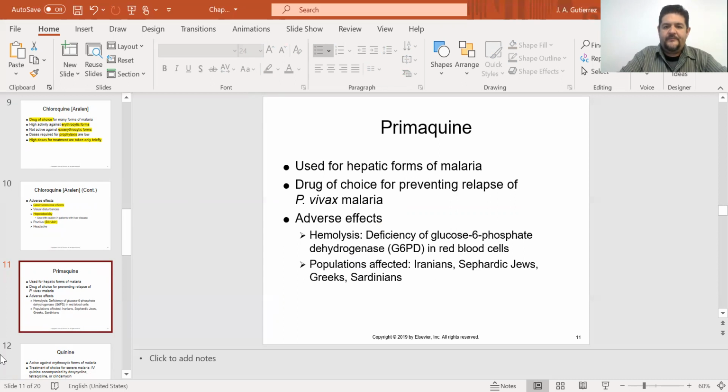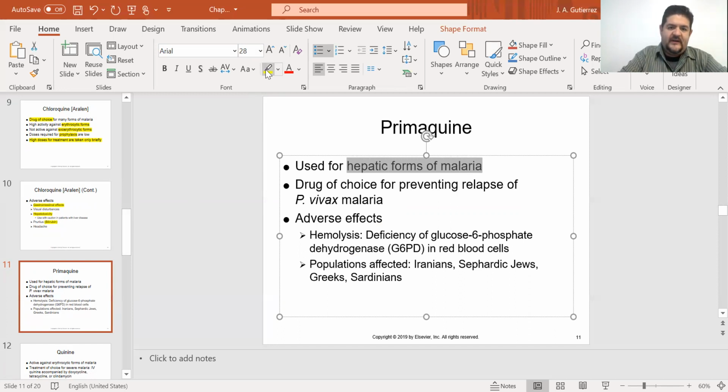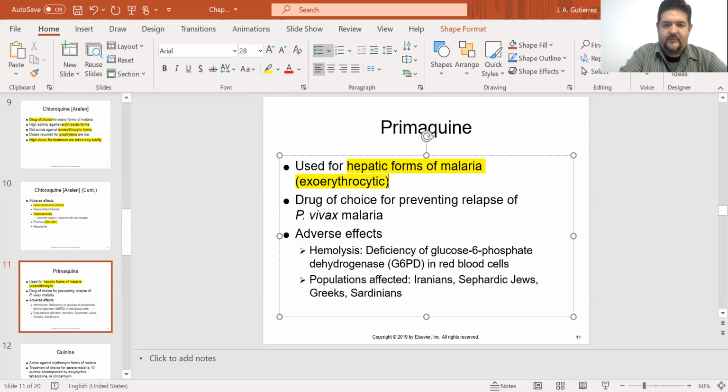Regarding primaquine, this one is used for, it says here, the hepatic form of malaria. So this is the other term that we are using instead of erythrocytic form. And here is where the parasite is multiplying, laying out all the little spores. So primaquine is the best one when we have this type of presentation of the parasite, and the adverse effect is hemolysis.